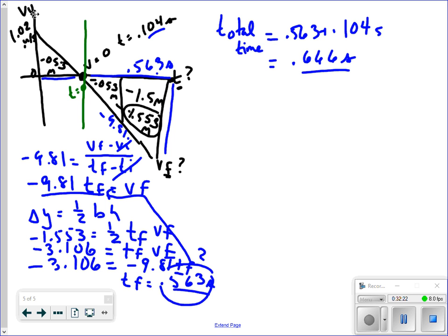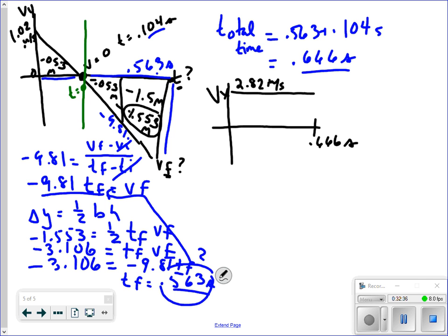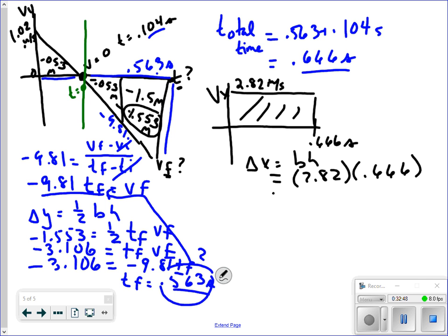Let's go back to the horizontal one, though. Okay, back to our Vx that we left on the previous page. It looked rather like this. I had 2.82 meters per second for my velocity. Now I've got 0.666 seconds, and I want to know the range. That's the area under the curve. So I'm going to do base times height, which is going to be these two values multiplied together. And 1.88 meters is the delta x.